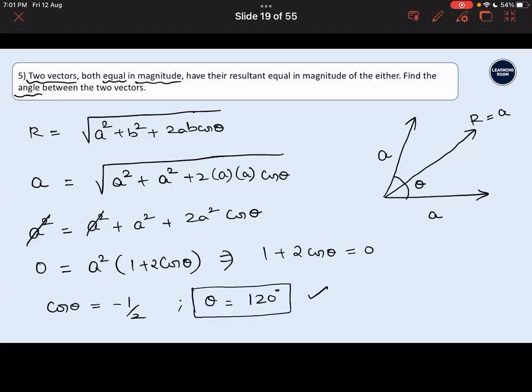You will be learning about these negative angles in your trigonometric function mathematics. So did you already learn? It's fine. So cos theta is half means 60 degrees, minus half is 120 degrees because it belongs to second quadrant. So it will be dealt in math.